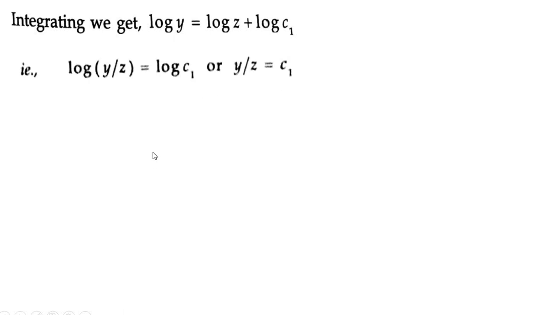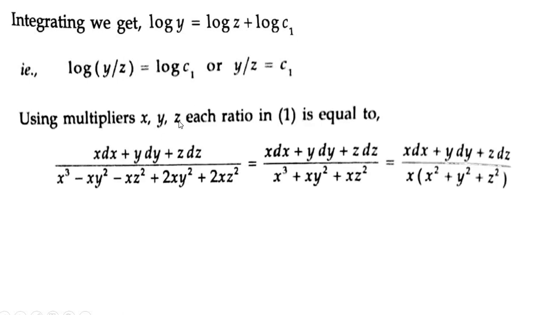What can we do with the next term? You have x square minus y square minus z square, right? So let me choose my multipliers as x, y and z. So you get x dx plus y dy plus z dz divided by x into what you have there, your denominator as x square minus y square minus z square, 2xy and 2xz. I'll multiply the first term with x, so you get x cube minus xy square minus xz square. Next term I'll multiply with y, so 2xy into y is 2xy square. Third term I'll multiply with z, so 2xz into z is 2xz square.